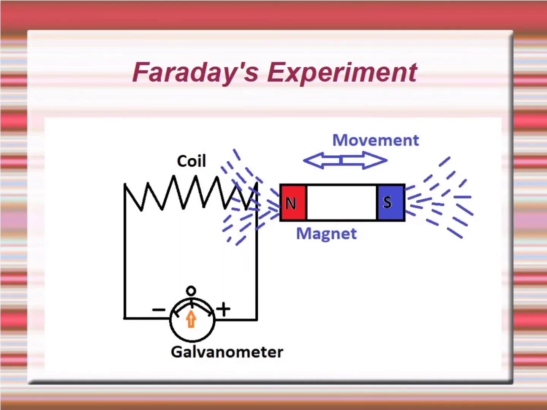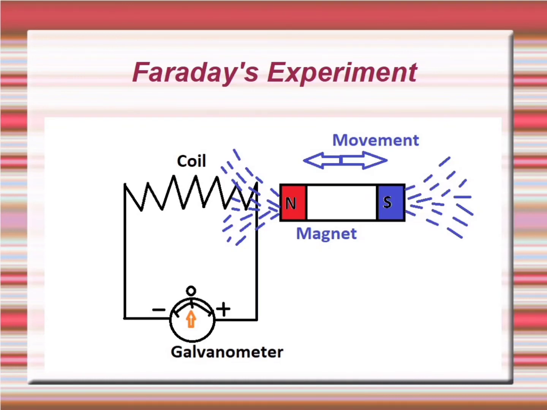Let's understand Faraday's experiment. In this experiment, Faraday takes a magnet and a coil. A galvanometer is connected across the coil. A galvanometer is an instrument that can detect and measure small amounts of current in an electrical circuit. At the start, the magnet is at rest, so there is no deflection in the galvanometer. The needle of the galvanometer is at the center or zero position.